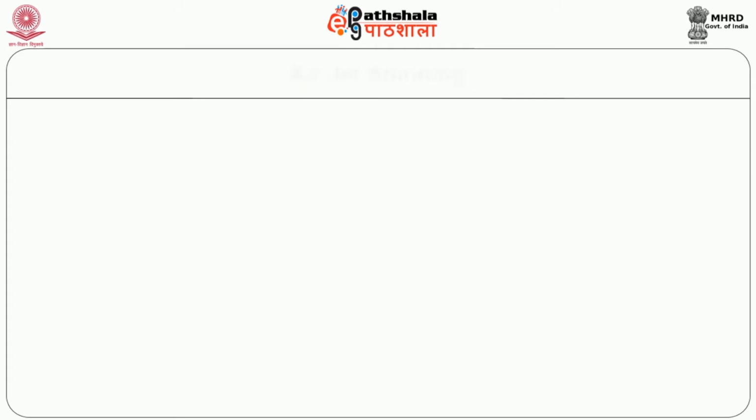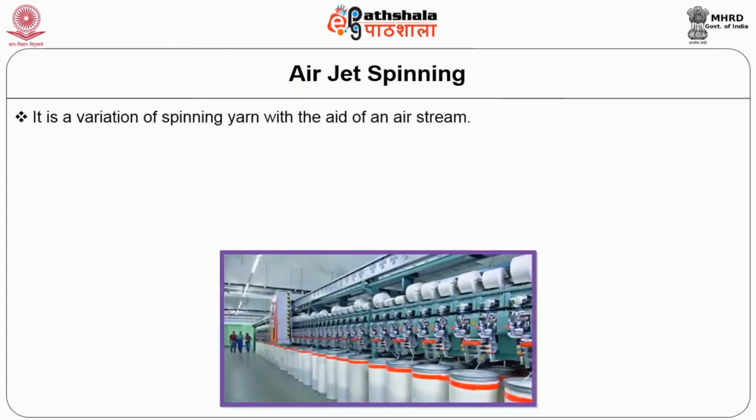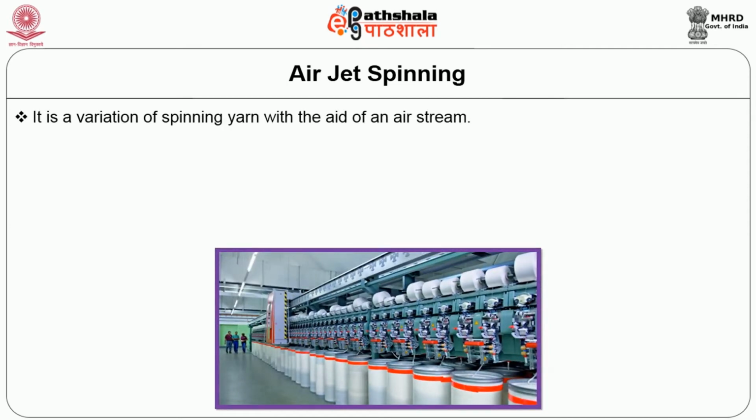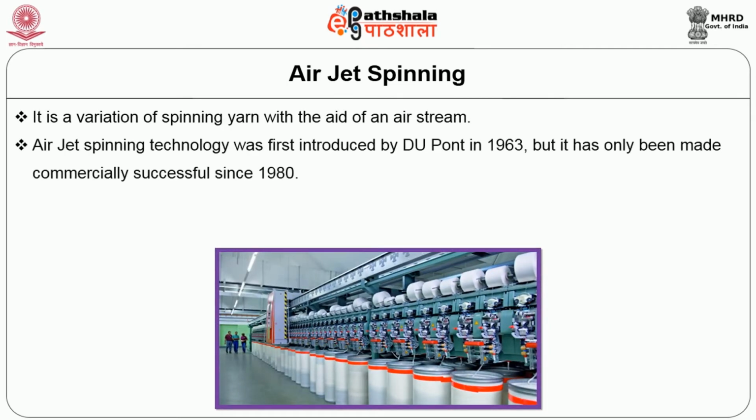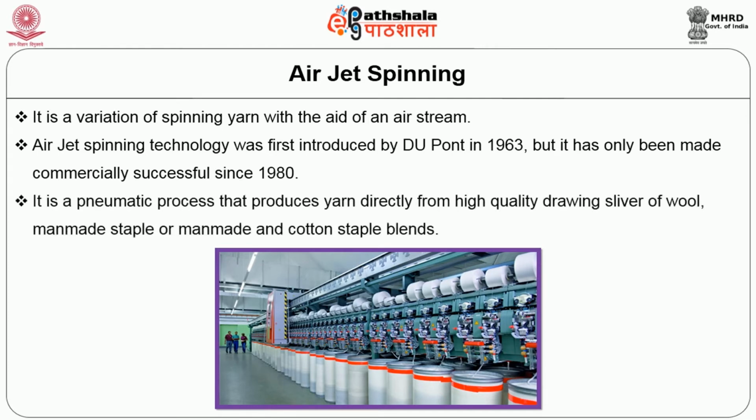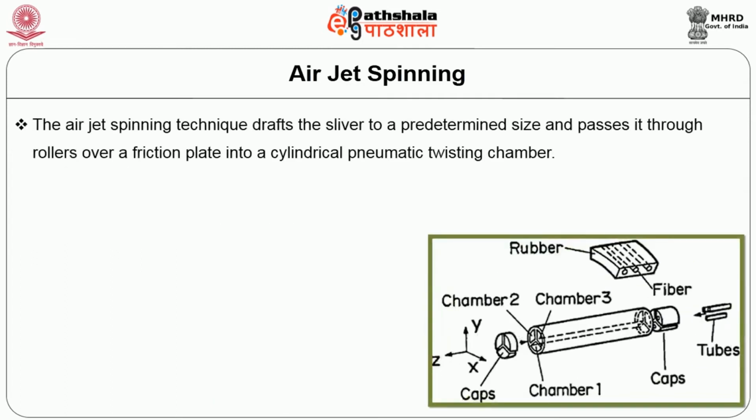Next is air jet spinning. It is a variation of spinning yarn with the aid of an air stream. Air jet spinning technology was first introduced by DuPont in 1963 but has only been made commercially successful since 1980. It is a pneumatic process that produces yarn directly from high quality drawing sliver of wool, man-made staple or man-made and cotton staple blends. The air jet spinning technique drafts the sliver to a predetermined size and passes it through rollers over a friction plate into a cylindrical pneumatic twisting chamber.